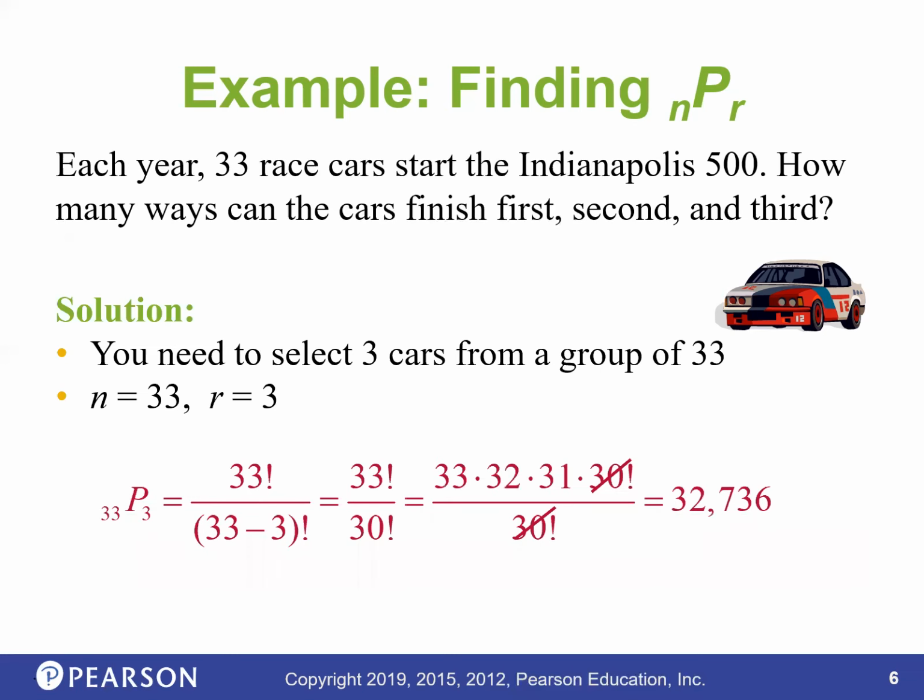If you did it by the formula, you would punch in 33 nPr 3. If you did it by the equation or the ratio, you just punch in 33 factorial divided by 30 factorial. Any which way, we should get 32,736 different permutations of this happening. Real quick, I'm going to put down my mouse, and you try it yourself. See if you get 32,736. Go. Yep. Check the possibility.